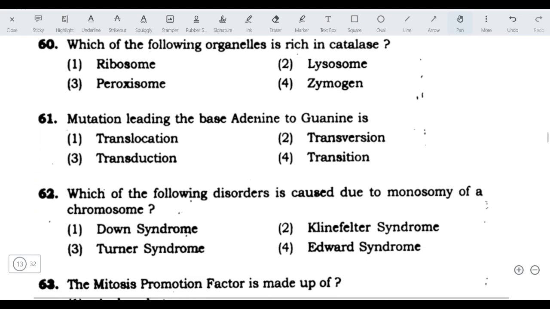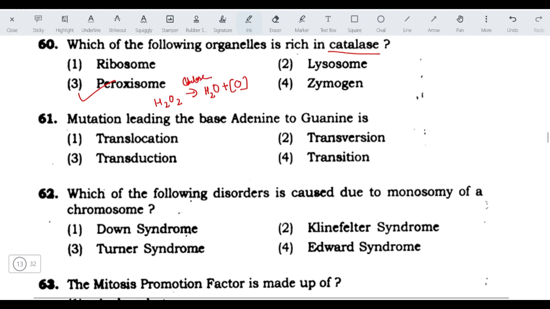This question: which of the following organelles is rich in catalase? Very simple question. The answer is peroxisome. And what is their role? They detoxify hydrogen peroxide into water and oxygen using catalase. See, catalase enzyme.